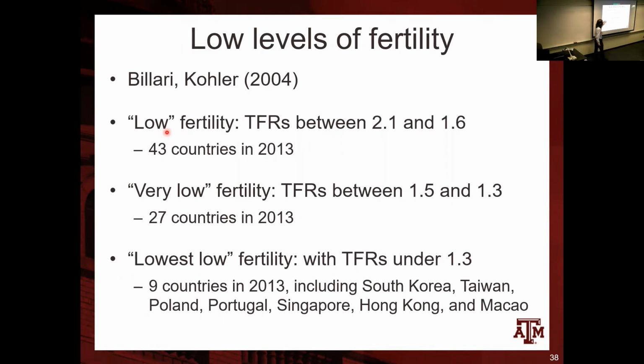Countries with very low fertility are those with total fertility rates between 1.3 and 1.5. 27 countries back in 2013. And the lowest low fertility countries are those with fertility below 1.3 children per woman. And there were 9 countries in 2013, including South Korea, Taiwan, Poland, Portugal, Singapore, Hong Kong, and Macau.